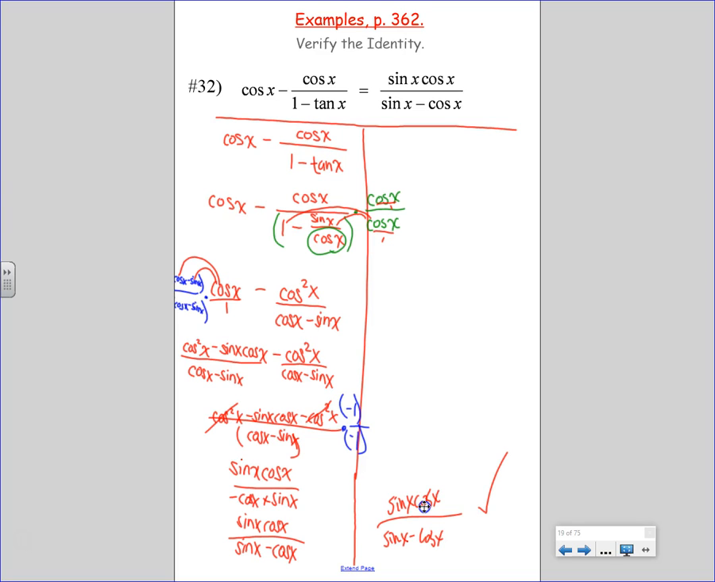Where'd you guys get stuck? Oh, sorry. Yeah, it's this one, Joe. It's the other denominator, this guy. Cosine minus sine. Yeah, I wrote it way too small. I apologize.